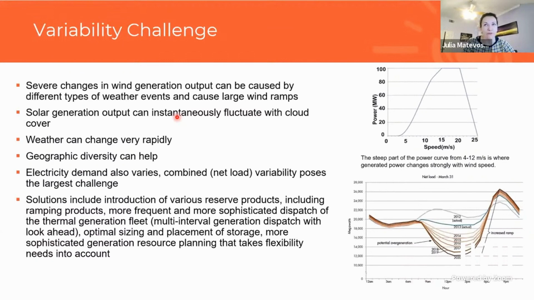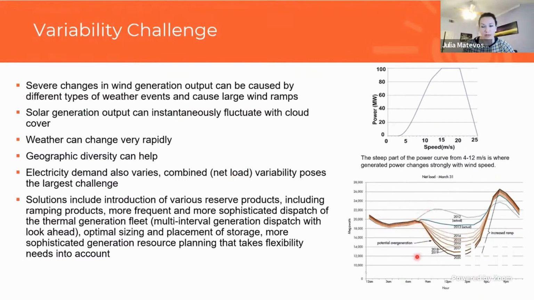And so if the variability of load is in the opposite direction, so load is increasing and at the same time wind and solar production is declining, then these are the times when you get the highest net load ramps. And so these net load ramps have to be served by the remaining generation, which should be flexible enough to be able to do it.